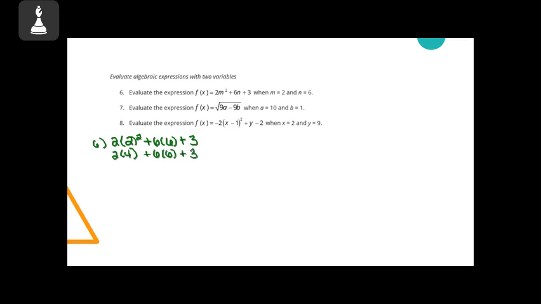Now I can do each of those multiplications here. 2 times 4 is 8. 6 times 6 is 36. And now we can just do our addition. 8 plus 36 plus 3 is going to leave us with 47.